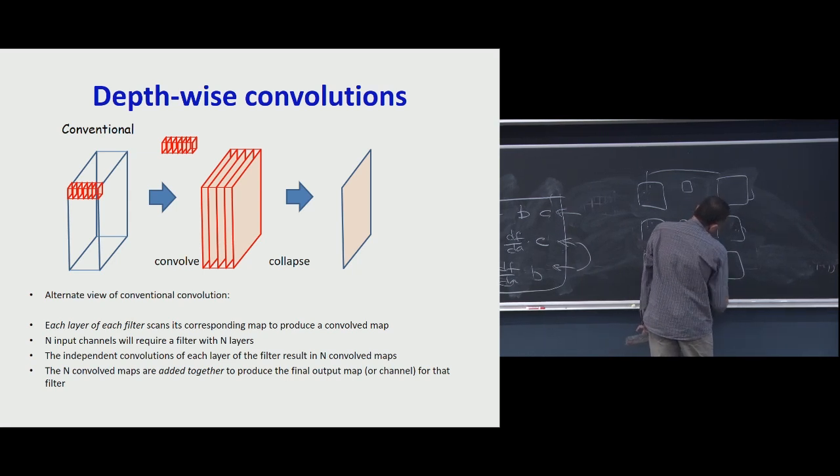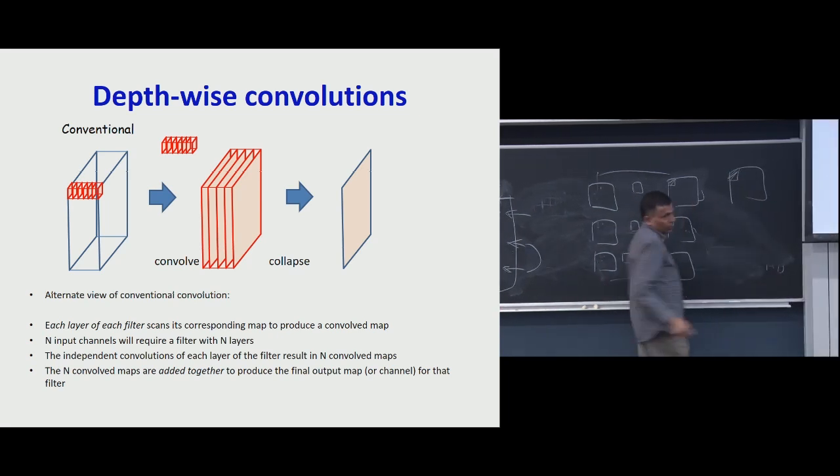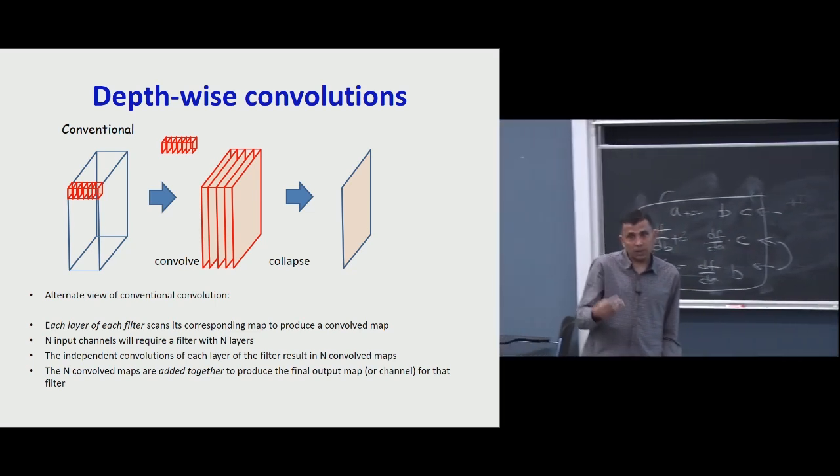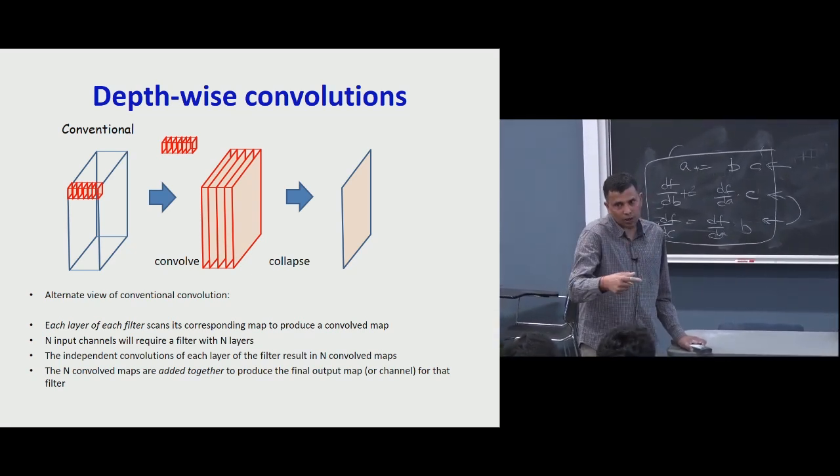So I'll call this Z1, right? And then I can sum up these locations. And that's going to give me my final z at this location. It's the same operation done differently. I scanned each of the planes first independently, then added up the corresponding locations. I do this for every location, right?